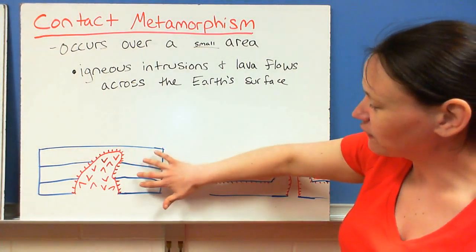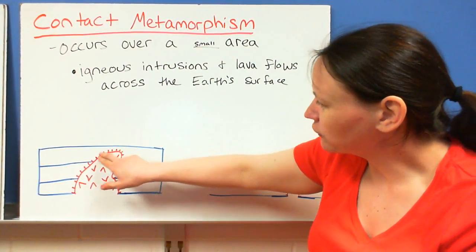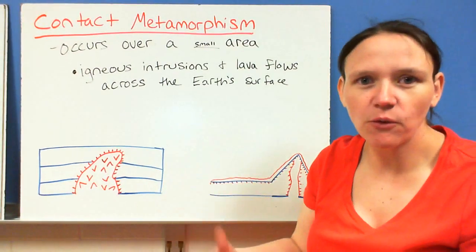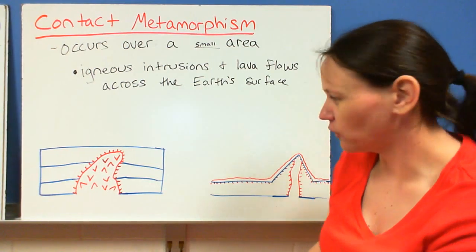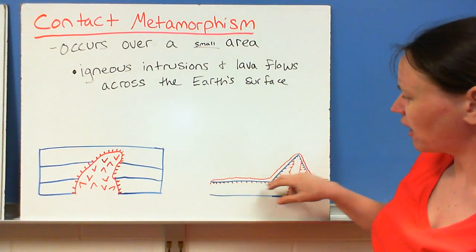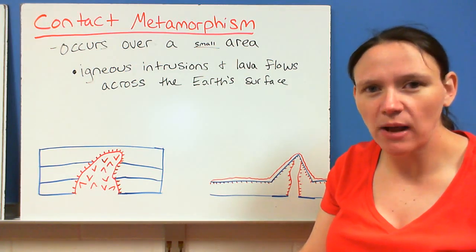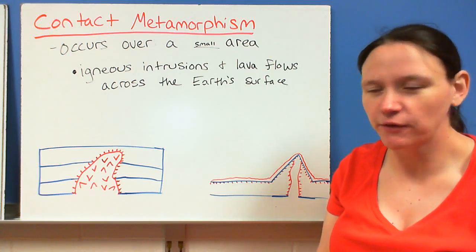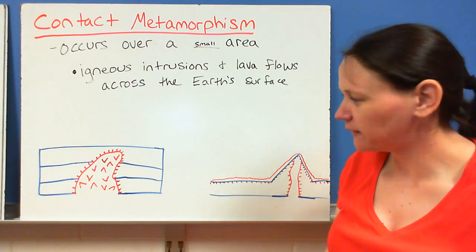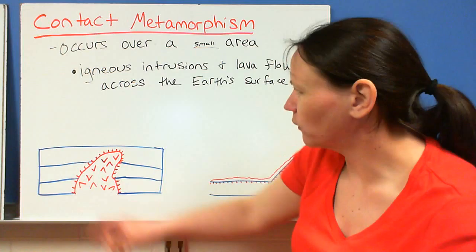So this is your existing rock that was there. This comes up through, heats it up, and recrystallizes along that border. So where all these little lines are is this zone of contact metamorphism that has occurred. And this can also happen when you have a volcanic eruption and the lava flows that go across the surface of the earth as well can create some contact metamorphism. And so when we look at contact metamorphism, a lot of times we're looking at what was there beforehand in order to create that new metamorphic rock.